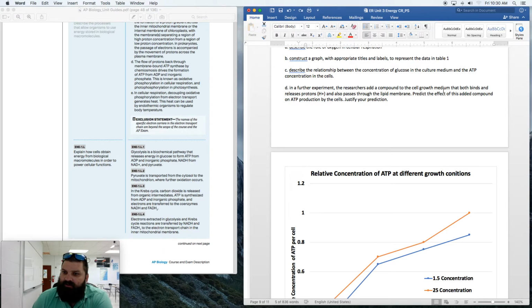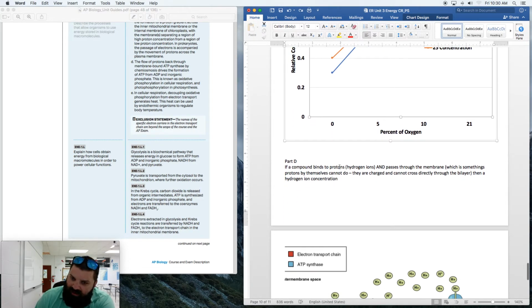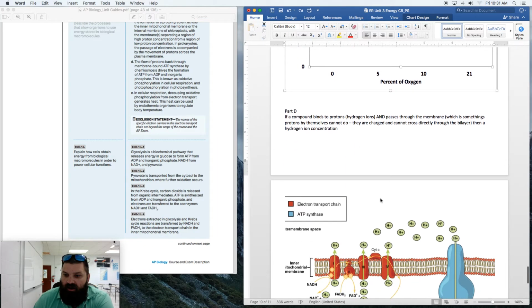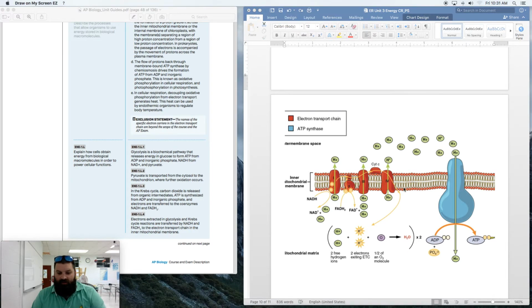In a further experiment, this one's the most complicated part, I feel. Researchers add a compound to the cell growth medium that both binds and releases, so it's going to grab hydrogen ions and let them go, and it passes through the membrane. So if we think to the role of hydrogen ions in this whole process, if a compound binds to protons and passes through the membrane, it's never going to allow a concentration to build up. So here's what it is in normal conditions, where hydrogen ions are high and then they're going to flow through. But imagine we have a compound in here that will grab these and pass directly through the membrane. If we allow this to grab one and pass directly through the membrane, guess what they're going to do? They're going to diffuse back through, but they're seldom going to come through the enzyme.